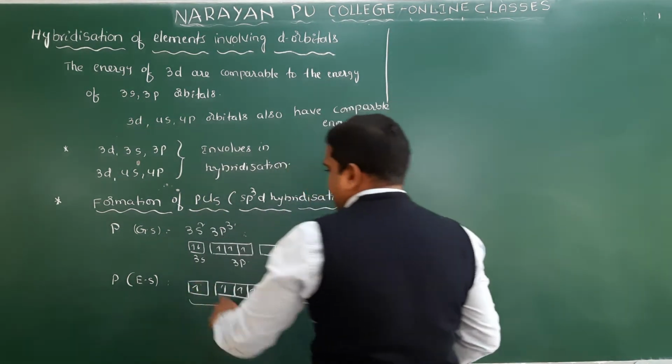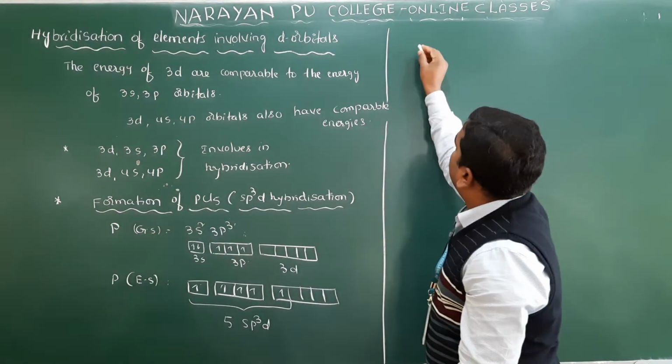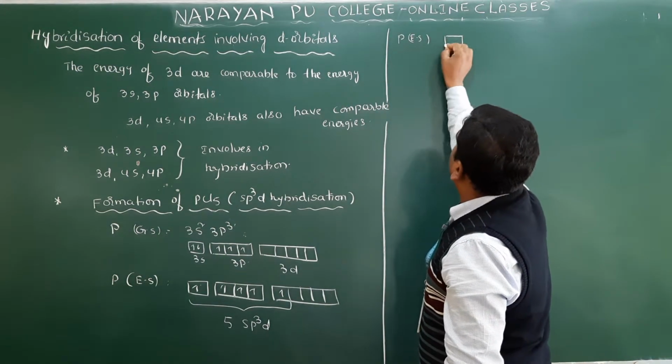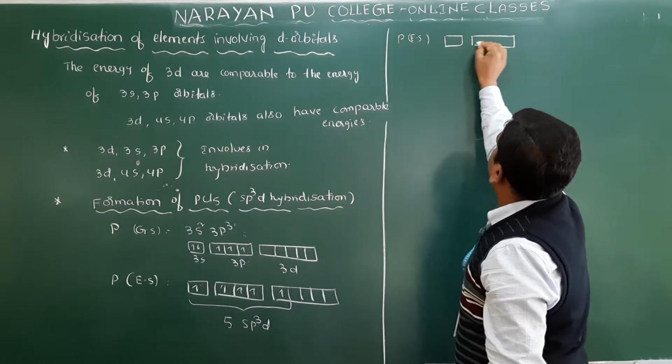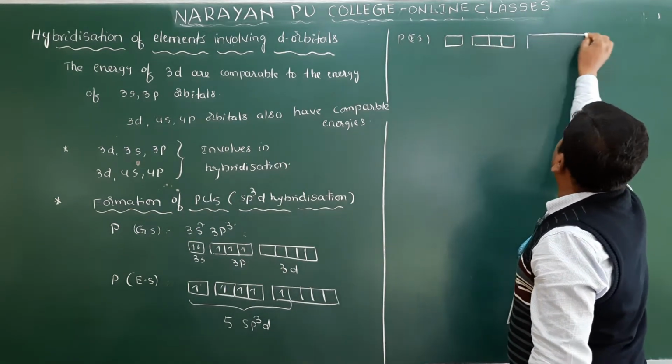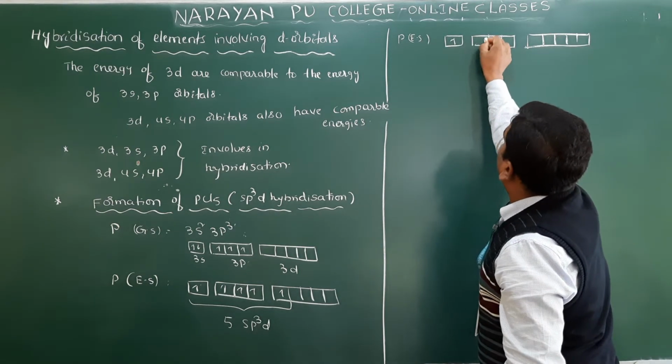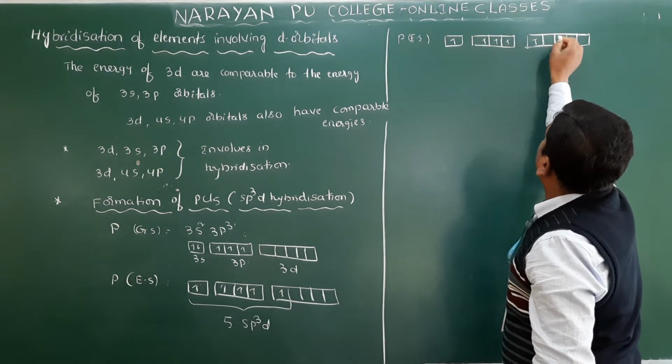If you see in this case, I have written phosphorus in the excited state. Here there is 3s, here there is 3p, and here 3d. So here 1, 2, 3, 4, 5.